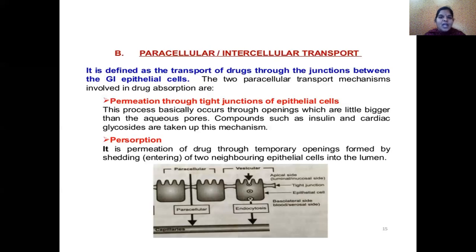Paracellular or intercellular transport happens in between the cells where the tight junctions are present. This mechanism is of two types: permeation through tight junctions of epithelial cells, and persorption. Compounds like insulin and cardiac glycosides are taken up by permeation through the tight junctions, and in persorption the temporary openings are formed by adjacent epithelial cells when they enter the GI lumen. Is everyone clear about this? Shall we move on to the next one?